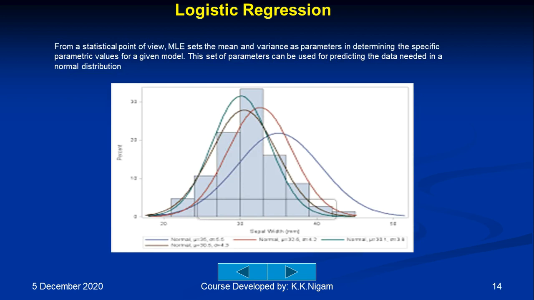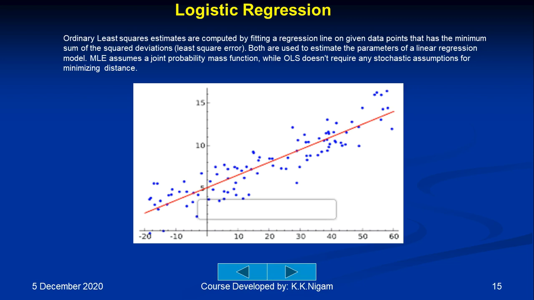From a statistical point of view, MLE sets the mean and variance as parameters in determining the specific parametric values for a given model. This set of parameters can be used for predicting the data needed in a normal distribution. Now, ordinary least square estimates are computed by fitting a regression line on given data points that has the minimum sum of the squared deviations, the least square error. Both are used to estimate the parameters of a linear regression model. MLE assumes a joint probability mass function, while OLS doesn't require any stochastic assumptions for minimizing data.